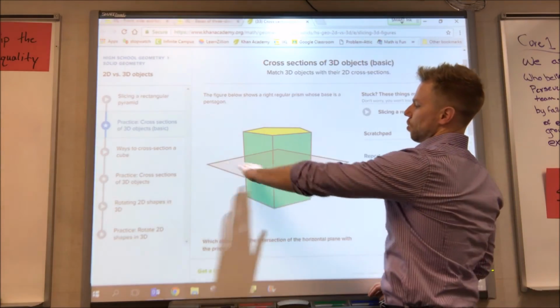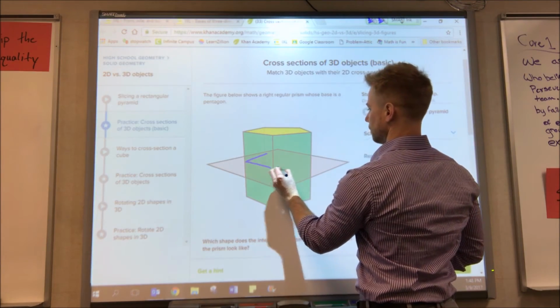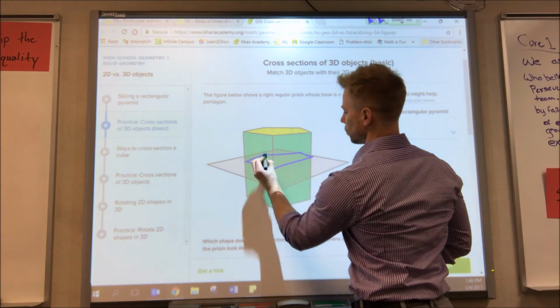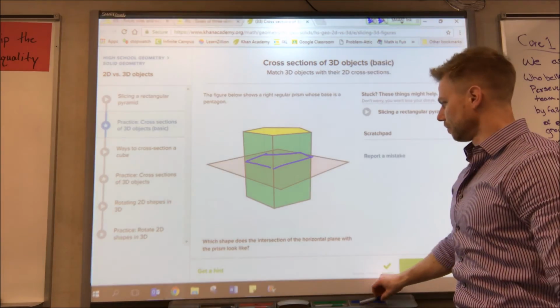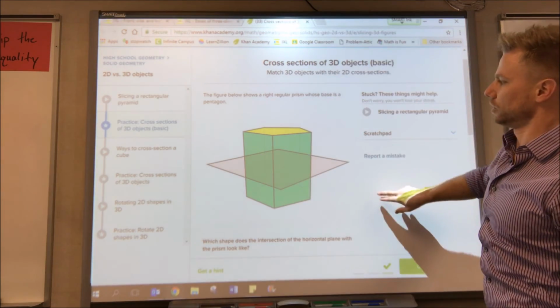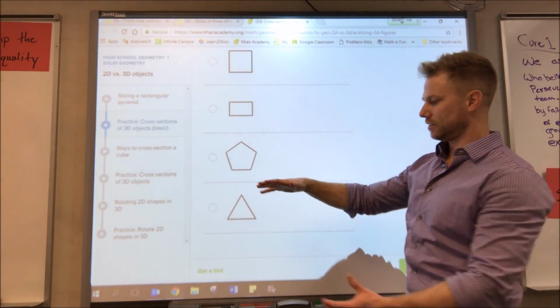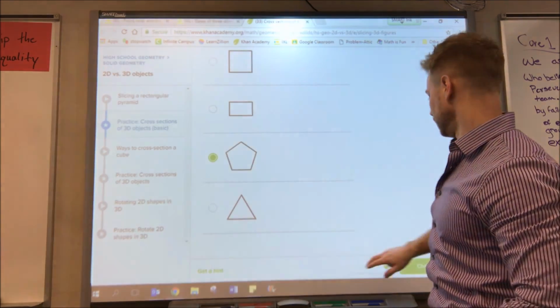Okay, we're slicing this horizontally, so the shape that is made when we slice it is going to be a 5-sided shape, which is the same shape as the base, which is a pentagon. So the slice that is made, when you slice it and you look at it, you're going to see a pentagon.